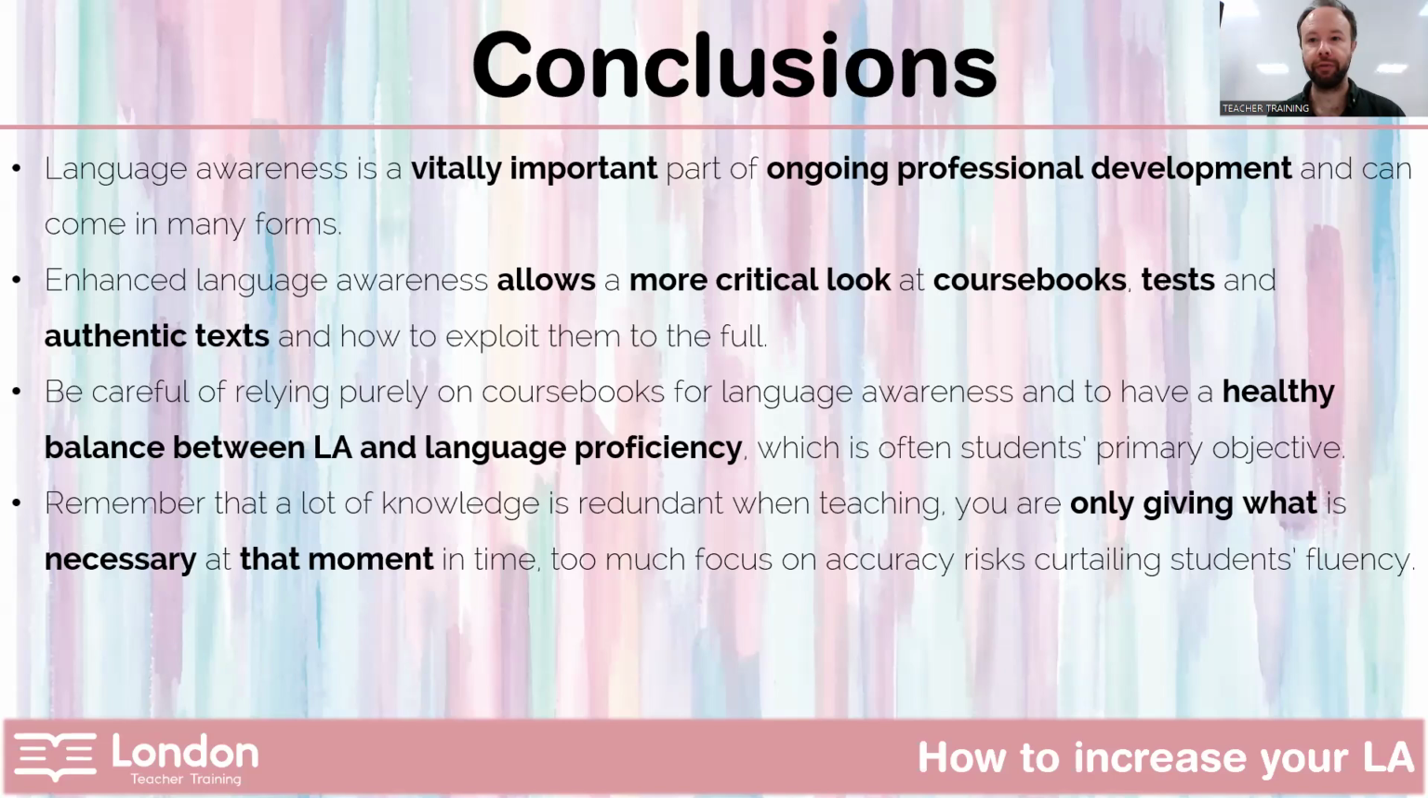Okay, remember that a lot of knowledge is redundant when teaching. You're only giving what is necessary at that moment in time. Too much focus on accuracy risks curtailing students' fluency. So yeah, I think I did mention it before, but just because you know something doesn't have to be said. And of course, we want students to have their own language awareness, need to increase that as well. But there are times when fluency over accuracy is called for, and we need to keep that in mind.